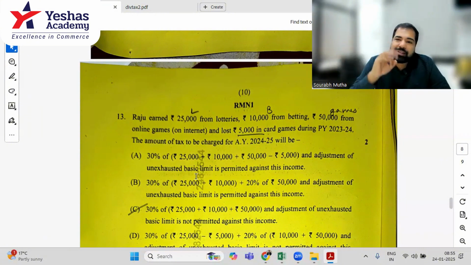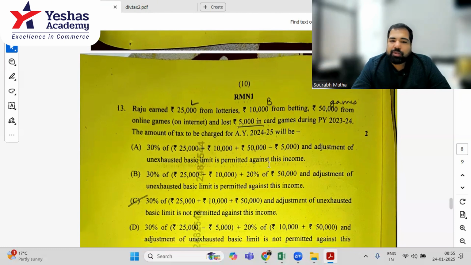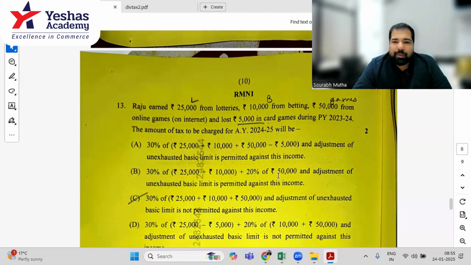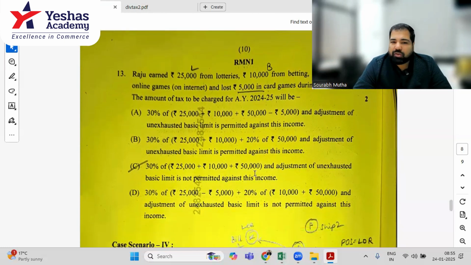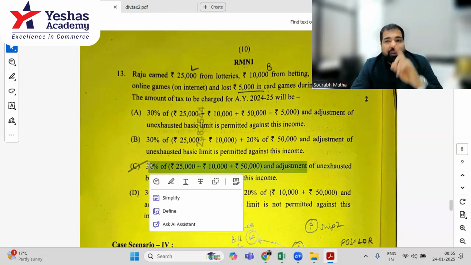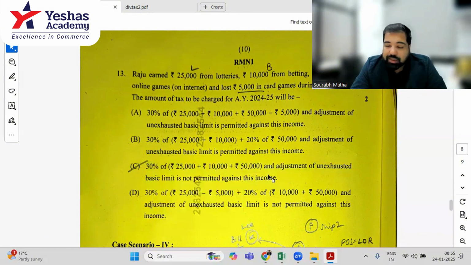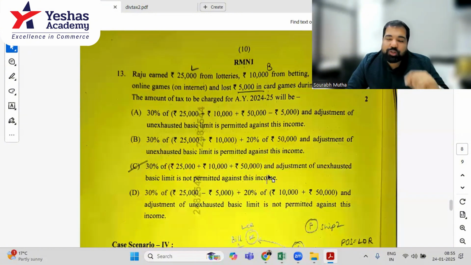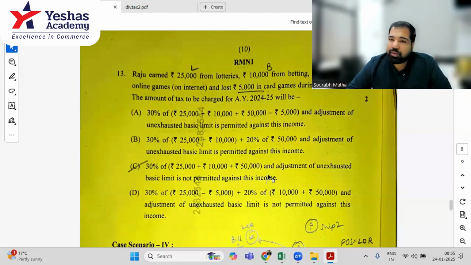The remaining has to be taxed at 30%. So 30% of all the incomes minus 5,000, wrong. 30% of only 2 incomes, 20% of the other, absolutely wrong. 30% of these 3 incomes, and you cannot adjust any basic exemption limit, absolutely right. C is the right answer. Again, a very, very simple MCQ for 2 marks. People, just by seeing one question, you cannot comment that the entire paper was difficult. There were parts like this that were very, very simple.